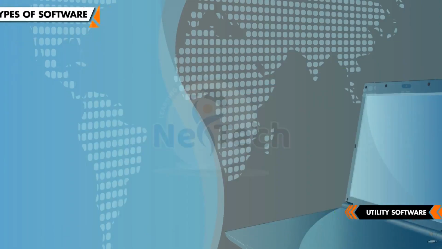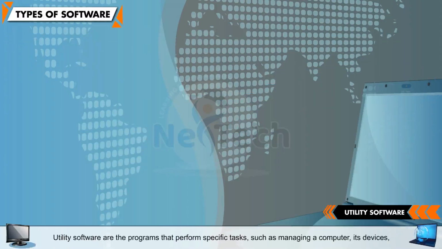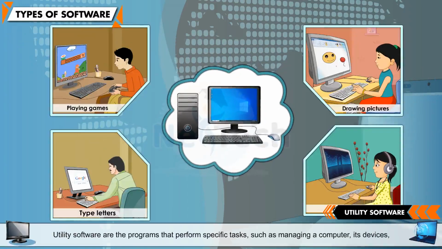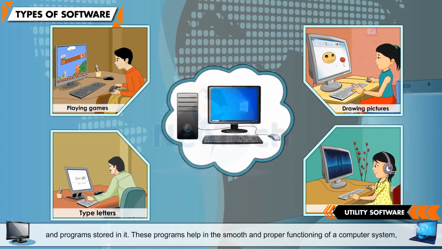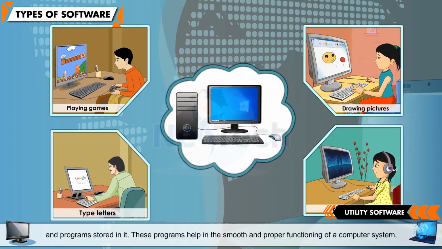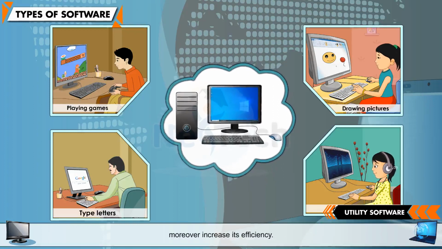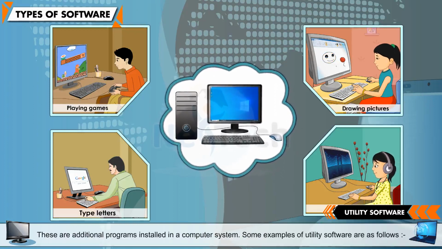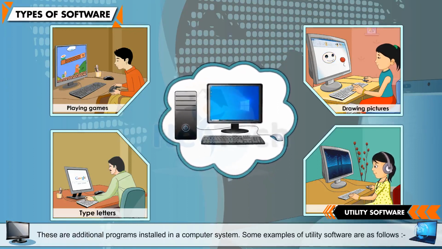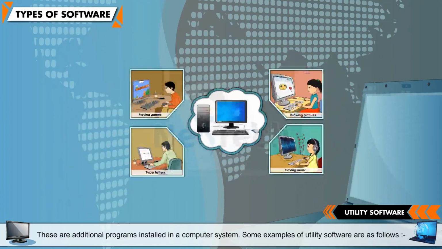Utility software. Utility software are the programs that perform specific tasks such as managing a computer, its devices, and programs stored in it. These programs help in the smooth and proper functioning of a computer system, moreover, increase its efficiency. These are additional programs installed in a computer system. Some examples of utility software are as follows.